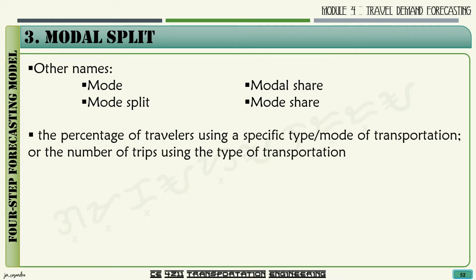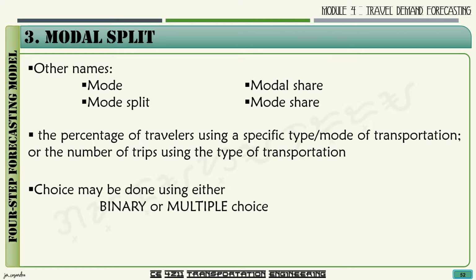So in this step, the percentage of the travelers using a specific type or mode of transportation is determined, or the number of trips using a specific type of transportation is computed. So the choice may be done using either a binary or a multiple choice.